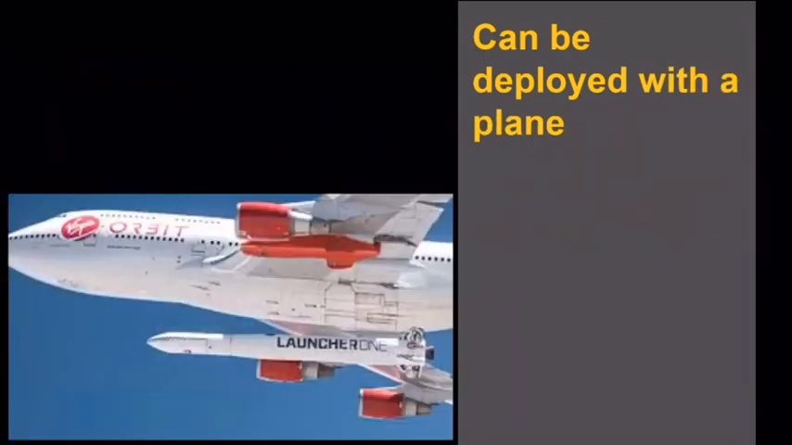Then you can even launch the satellites using an aeroplane. There is a company called Virgin Orbit. They are trying to launch the satellite from a plane. They have these types of launch vehicles, which is shown here in this particular picture, Launcher 1. They aim to launch this Launcher 1 from 45,000 feet. That is the cruising altitude of this 747.